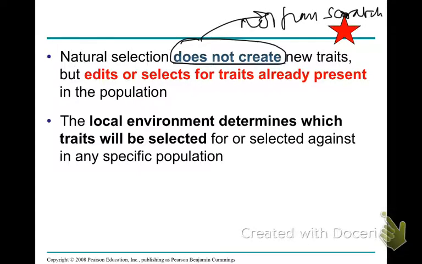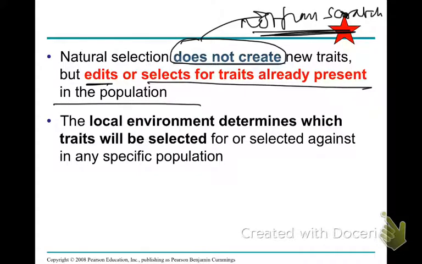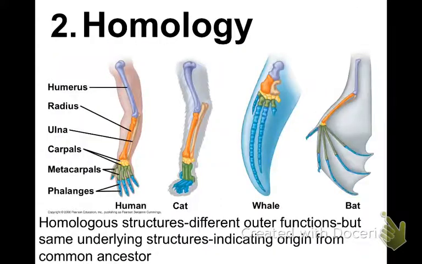Not from scratch. It only edits and selects for traits that are already present in the population. So the local environment determines which traits will be selected for or selected against in any specific population. Okay, then we come to the next part, wherein we are talking about the second proof that he was trying to offer.